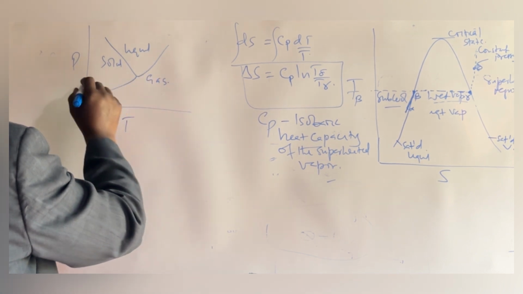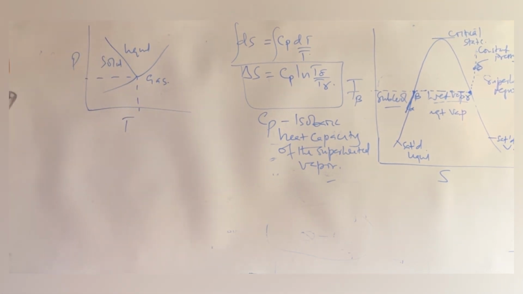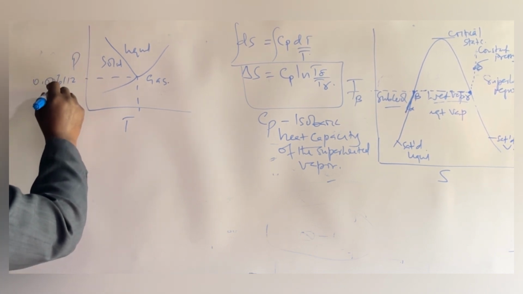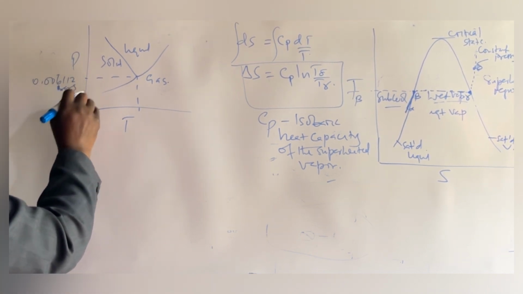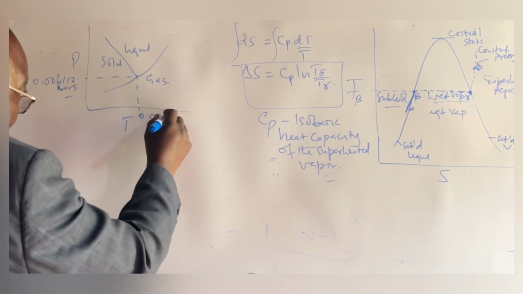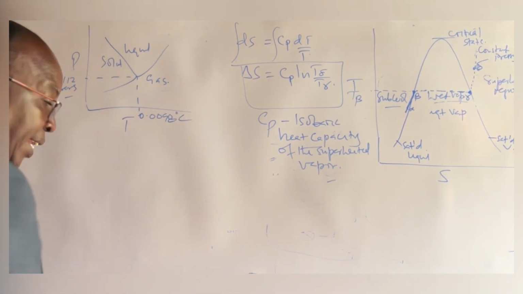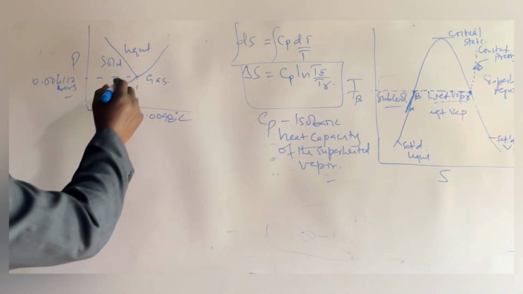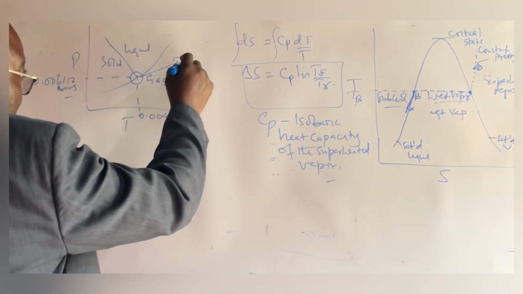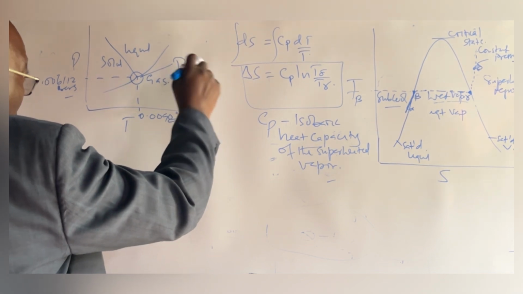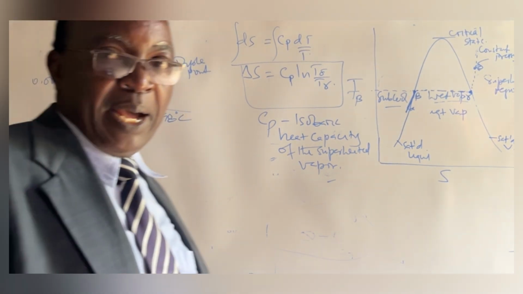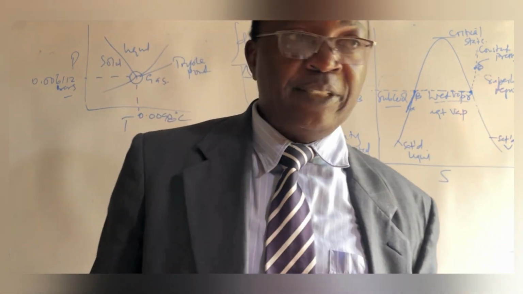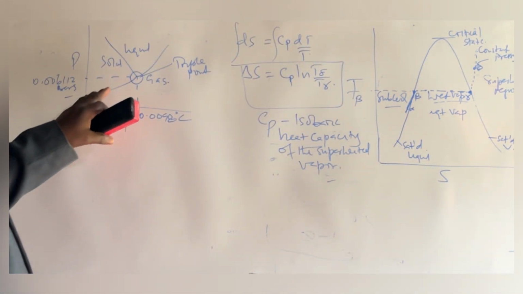gas. We said that at this point, corresponding to the triple point where the pressure was 0.006112 bars and the temperature is 0.0098 degrees centigrade, this point, which is the triple point, is where solid, liquid, and gas coexist in equilibrium. And of course the variance of that system, or the number of degrees of freedom at that point, is 0. This point here is fixed.